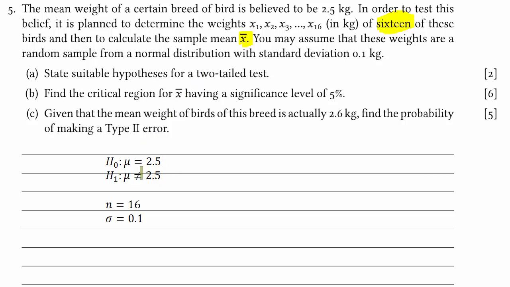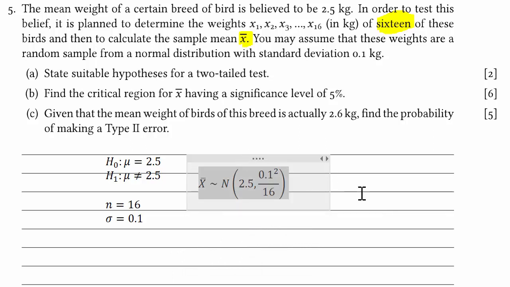Obviously this, it's a two-tailed test, not equal to. Find the critical region for x bar. So what you should be thinking is, how is x bar distributed? Now you must know this. How is x bar distributed? If you cannot answer that, then you just don't understand this topic at all. You've got to get yourself understanding the central limit theorem.